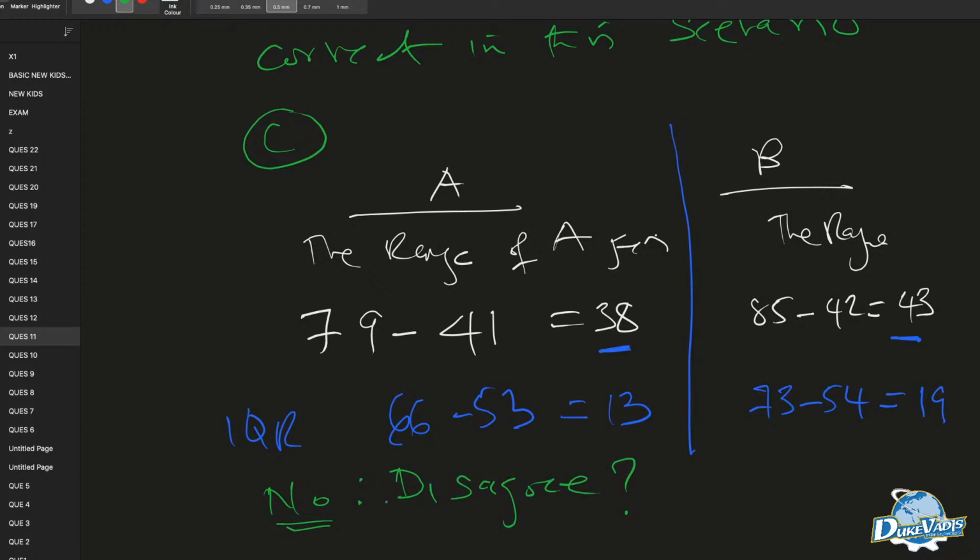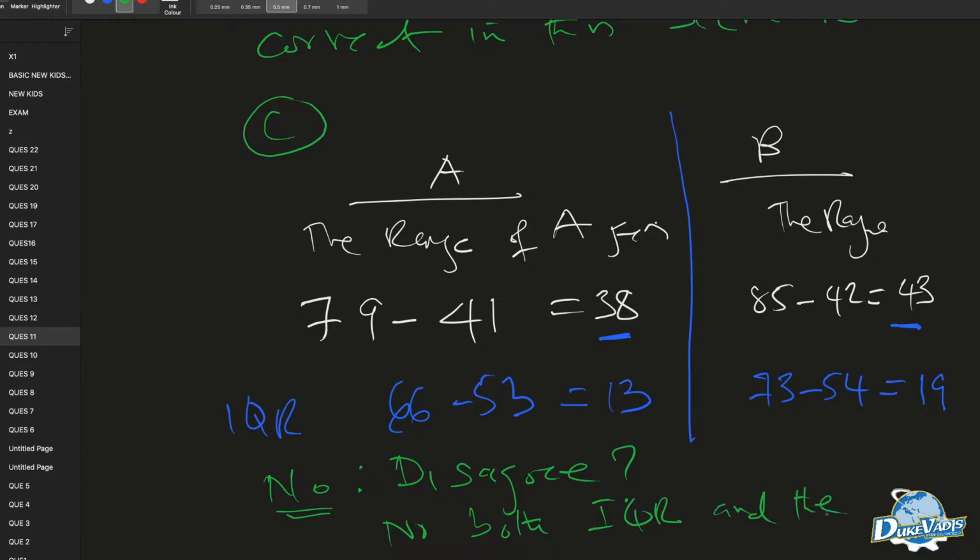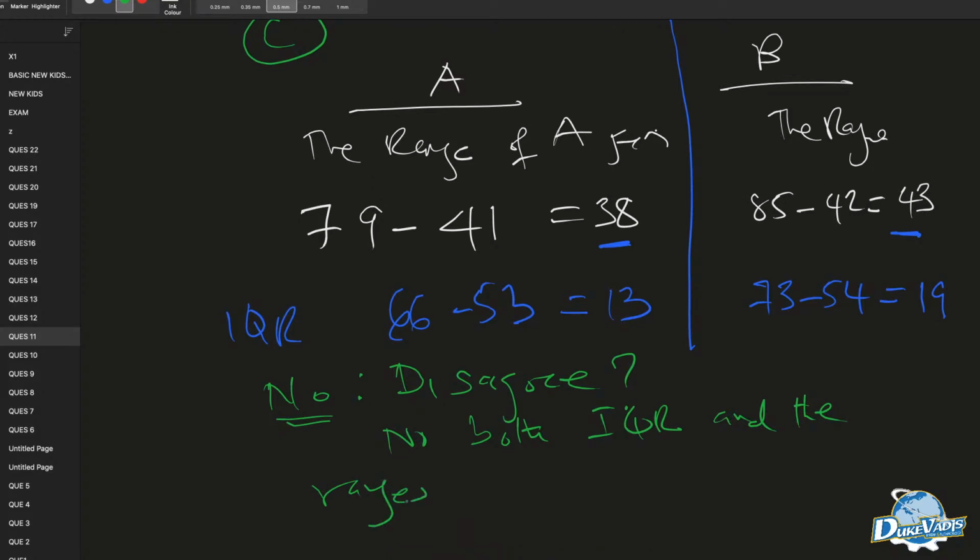Why? It is no, because both the IQR and the ranges are less for coach A.